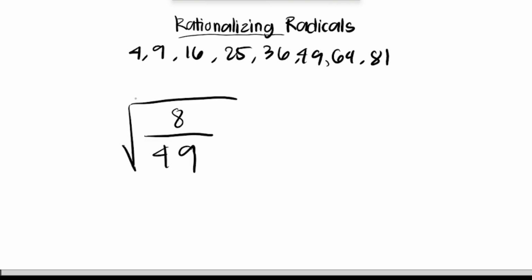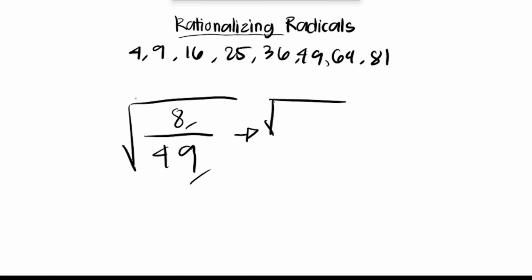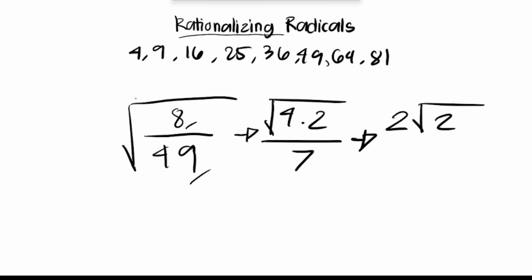Again, 8 is not a perfect square. 49, though, is a perfect square. So break 8 into 2 parts. That's going to be 4 and 2 over 7. We can square root 4. Therefore, we have 2 on the outside and square root of 2 on the inside over 7.